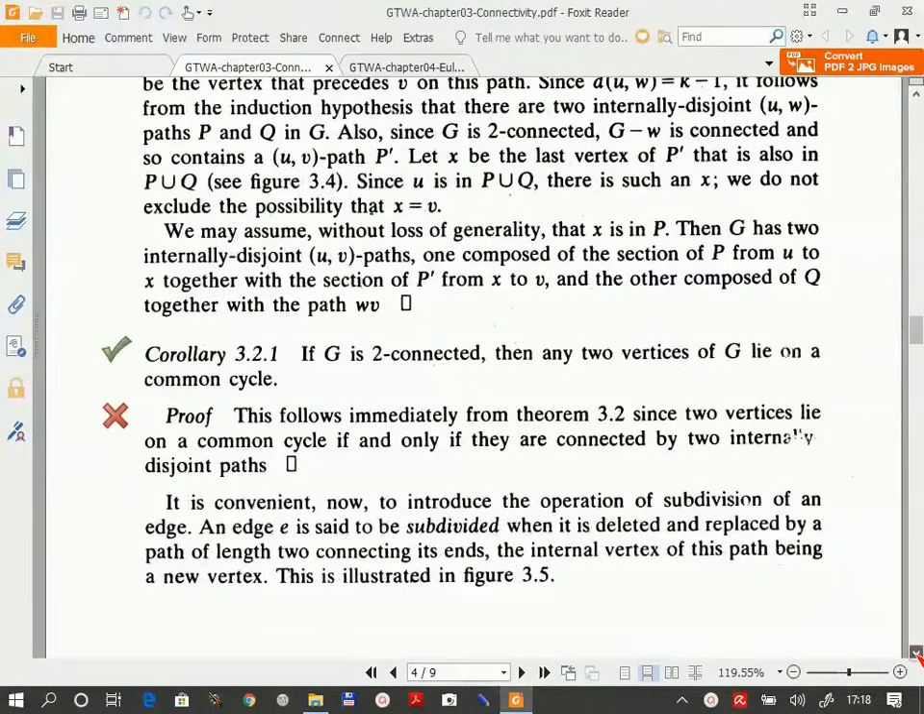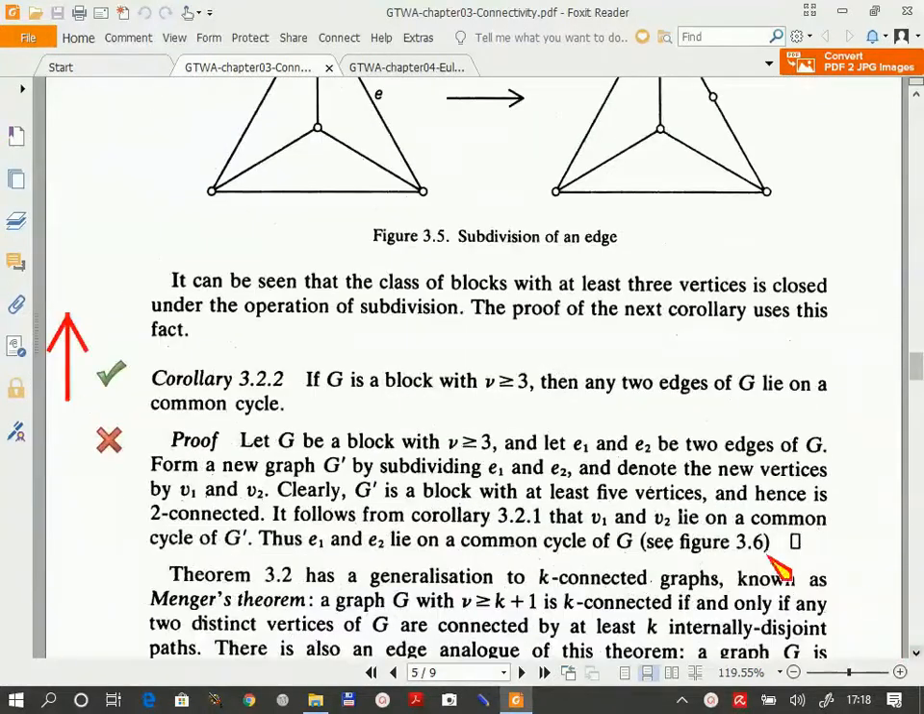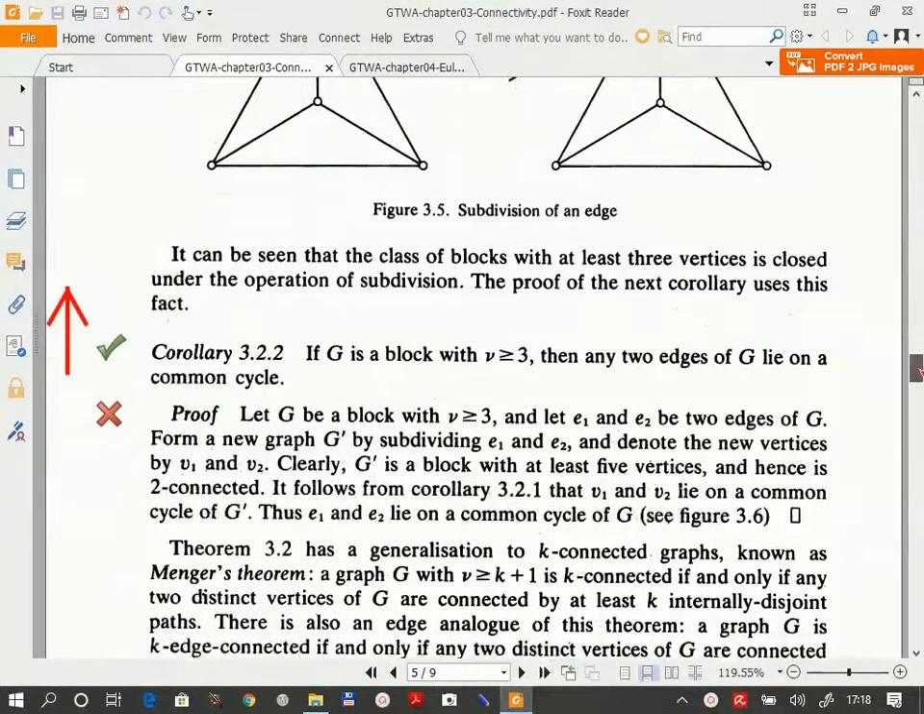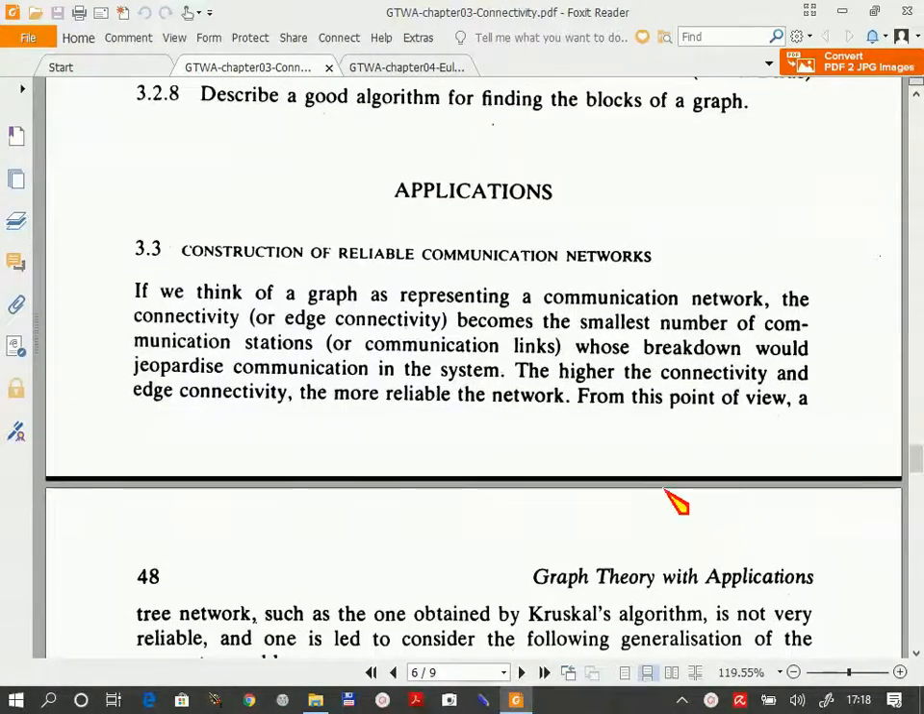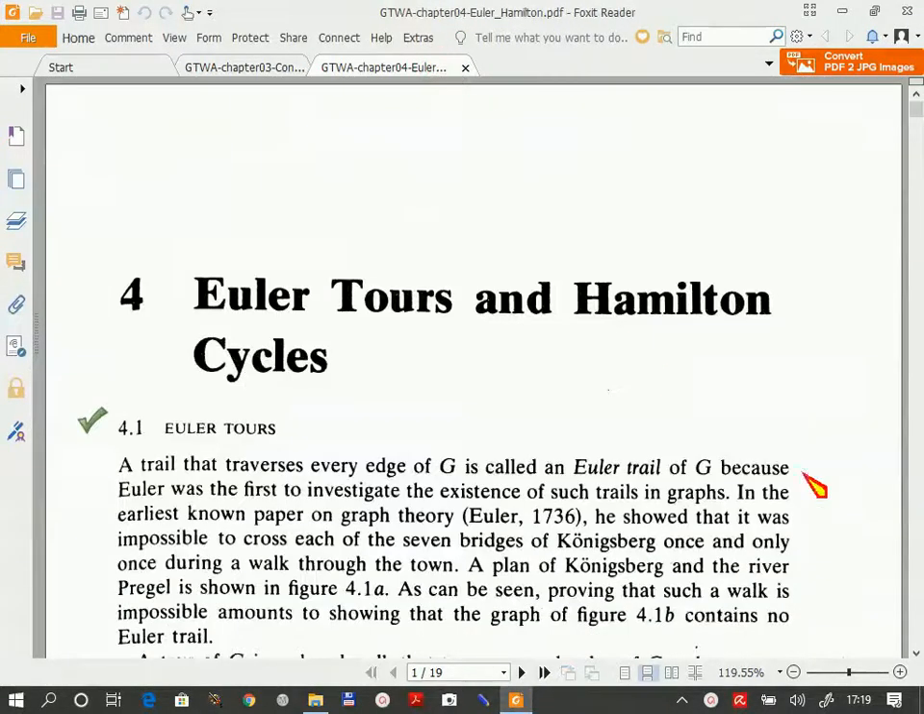And finally, this corollary: if G is a block with at least 3 vertices, then any 2 edges of G lie on a common cycle. That because of the lack of cut vertices in that block. Okay, that's all for this small chapter. Well, it's small, and it's even much smaller what I ask you to know, okay? So let's pass to this other chapter.